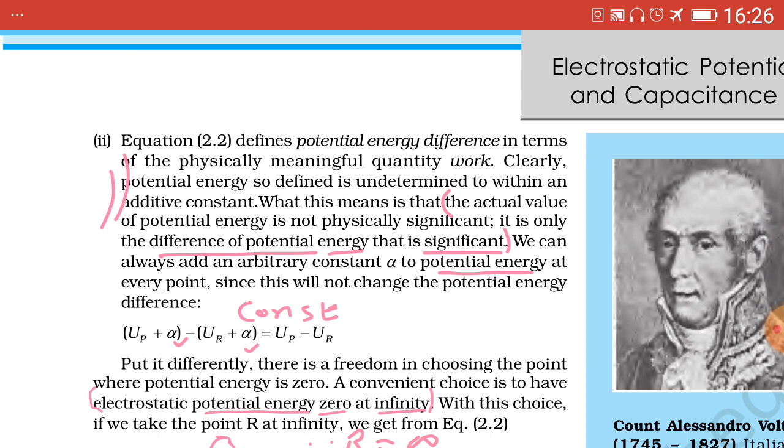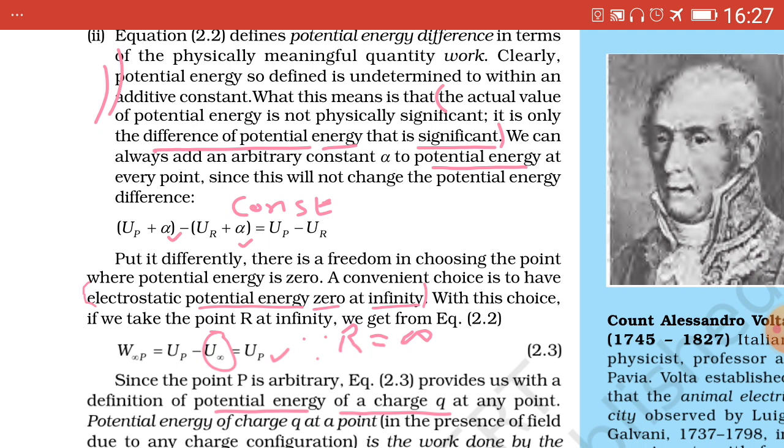In equation 2.2, if we add plus alpha in both the terms, that is Up minus Ur, we add plus alpha to Up and plus alpha to Ur, then it will be like this: (Up plus alpha) minus (Ur plus alpha), where alpha is a constant and it will not change the value of the potential energy difference. So it will be equal to Up minus Ur.